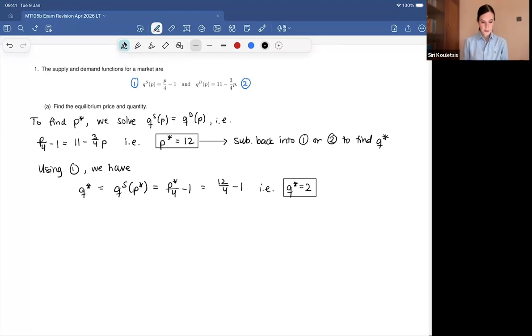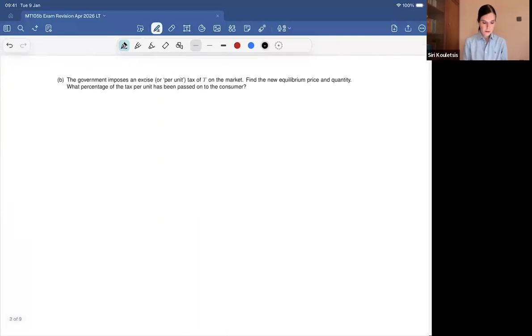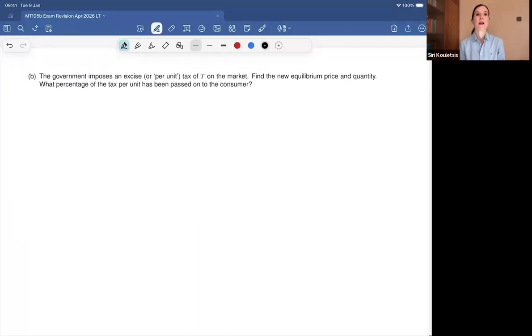Now moving on to part B of the question. The government imposes an excise or per unit tax of t on the market. Find the new equilibrium price and quantity. And then also answer what percentage of the tax per unit has been passed on to the consumer.